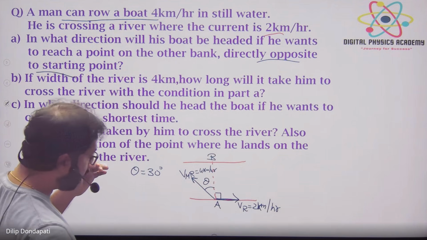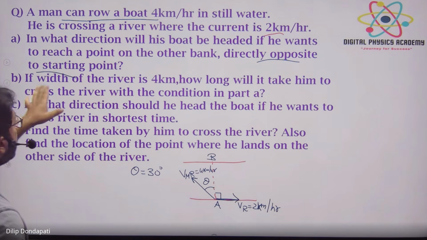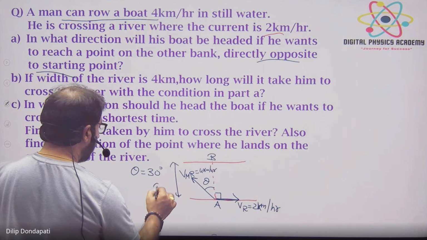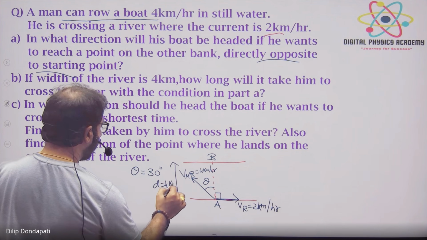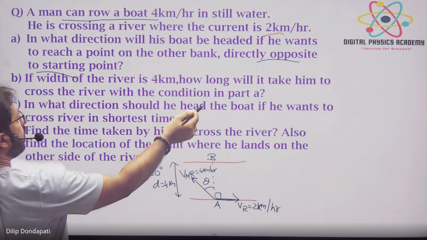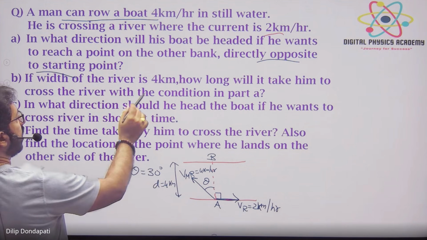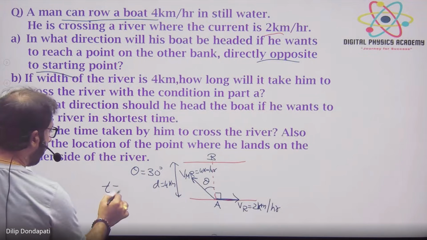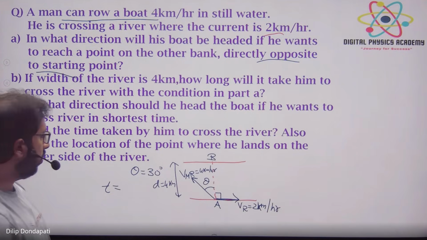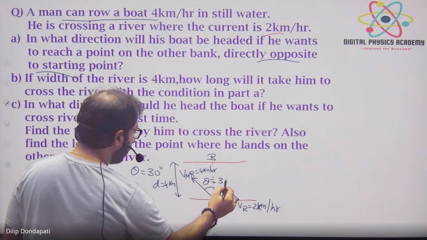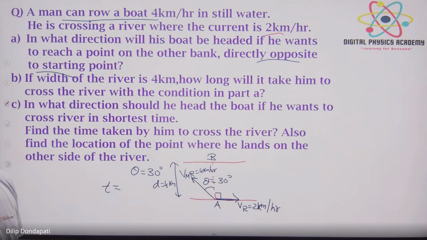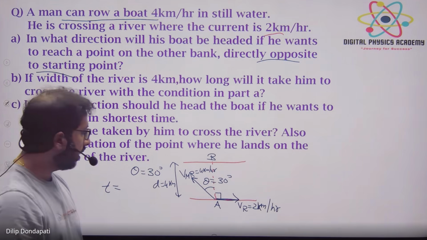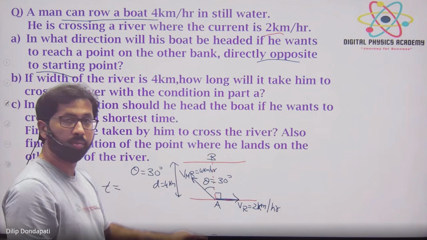In the second question, what are you asked? If the width of the river is 4 kilometers, width is given as D, given as 4 kilometers, how long will it take him to cross the river with the condition of part A? Okay, so time is asked. Find it. You got theta as 30 degrees now. Now watch, the concept will be understood. I want time. Time taken to reach exactly in the opposite path, right?